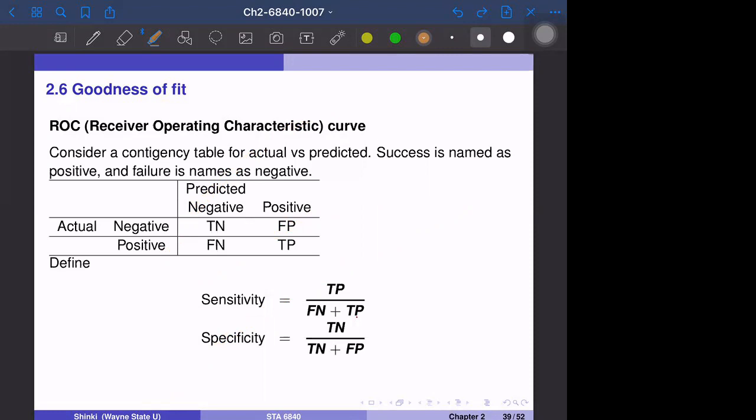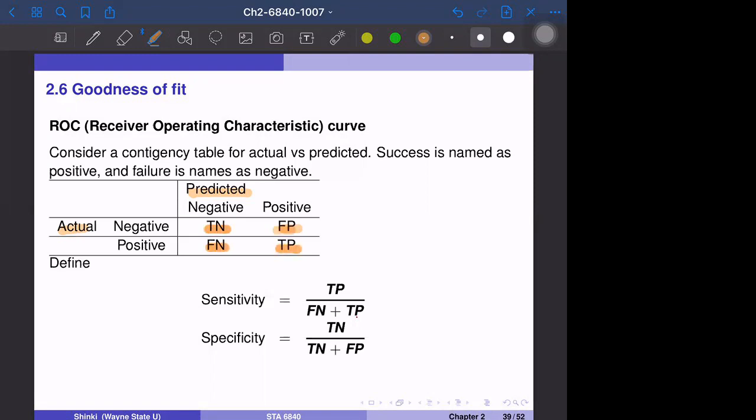Hi, another method to evaluate the goodness of fit for logistic regression is the ROC curve, the receiver operating characteristic curve. So consider the contingency table for actual versus predicted. So we have a 2x2 table, actual and predicted, and we name each number as TN, FP, FN, TP. So true negative, false positive, false negative, and true positive.